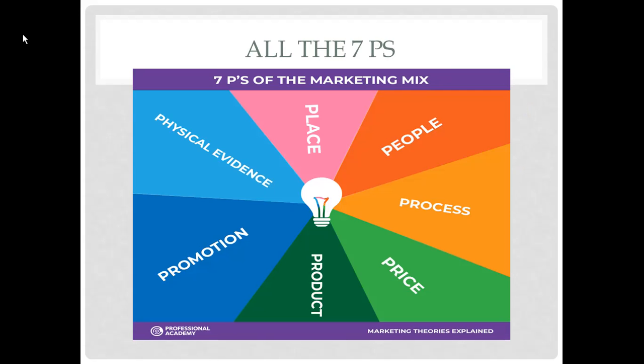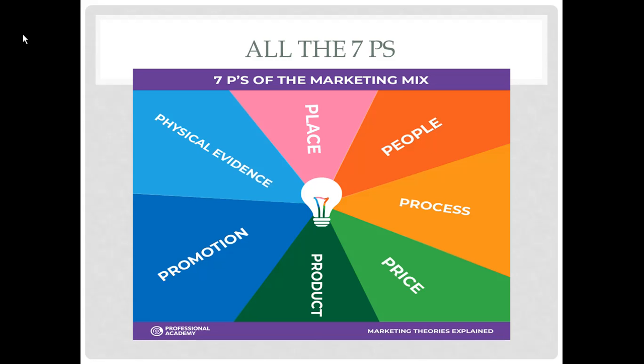So let's look at all the 7 P's combined, or the 7 P's of the marketing mix. As we have highlighted, they are called the 7 P's now because all of them start with the letter P. So we have the first one, which is place. This is the physical location where the financial services product is to be obtained by the customers. The people, these are the employees that are employed by the financial services provider to deliver or to give the service to the various customers.